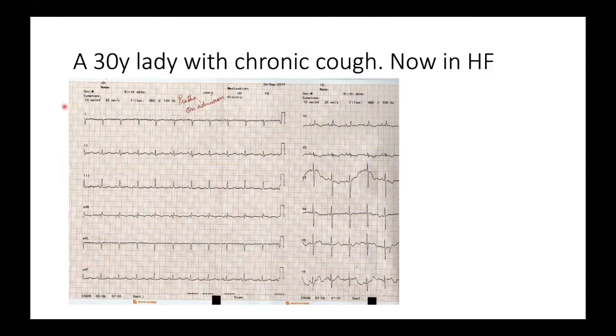Now, seeing this, you can see the axis. This is a sinus rhythm. Lead 1 is negative, AVF is positive. It means that there is a right axis deviation.